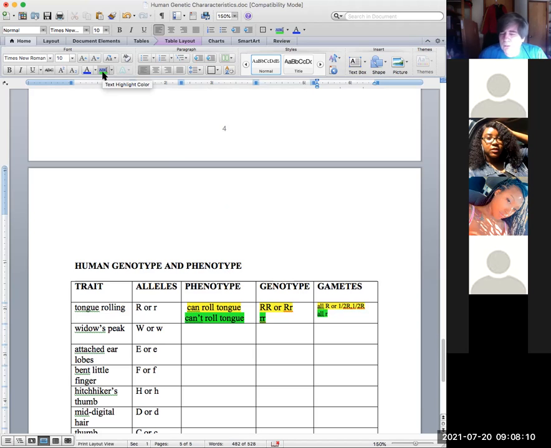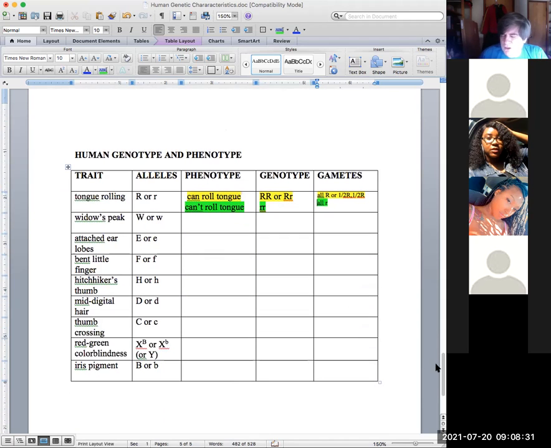Now, what do you write down? Well, it depends on what your phenotype is. The phenotype is what we can look at and see. The genotype is what we can deduce from your phenotype. We've done some studies, so we know which allele is dominant here and which one is recessive. And the gametes come from the genotype. So are there any questions about how you would fill this first line out?